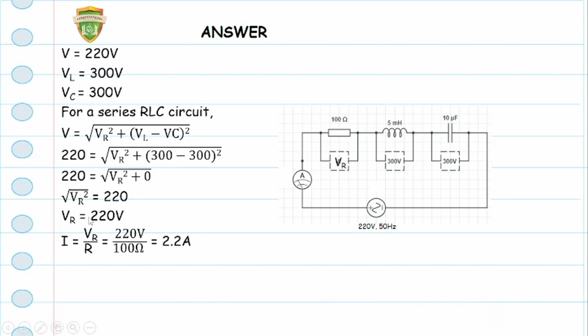So now we have our voltage of the resistor, and we know the resistance of the resistor here, which is 100. So 220 over 100 will be 2.2 amperes, meaning that our answer will be B.